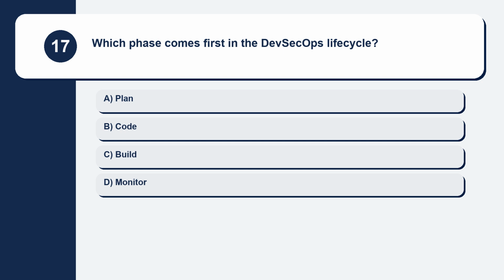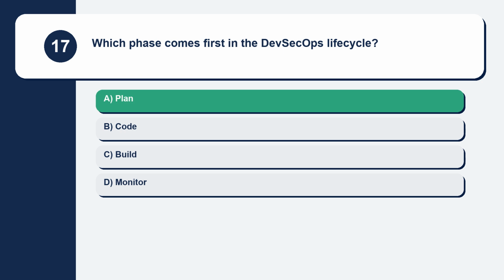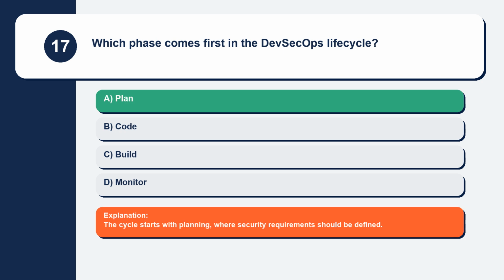Question 17. Which phase comes first in the DevSecOps life cycle? Plan. Code. Build. Monitor. The cycle starts with planning, where security requirements should be defined.